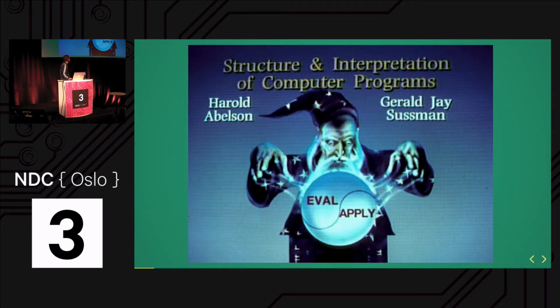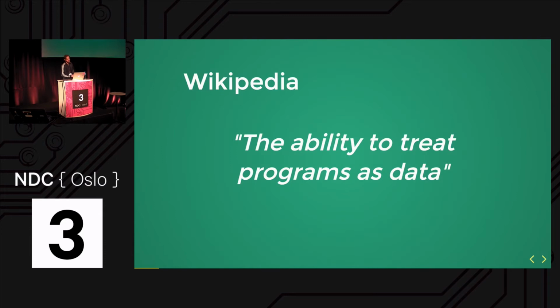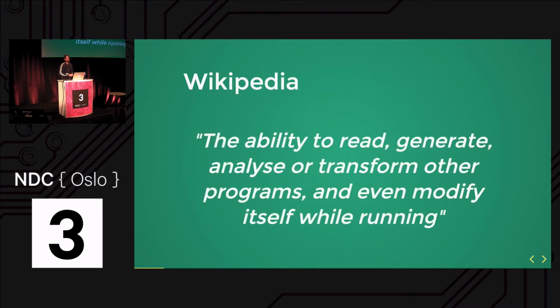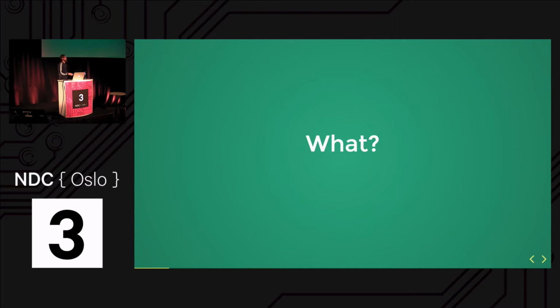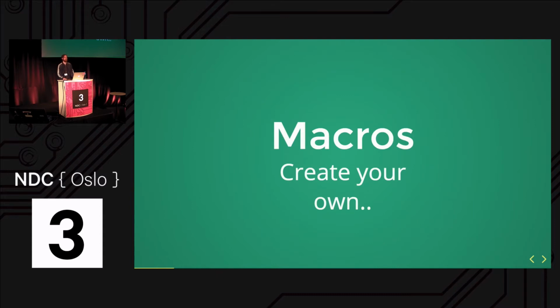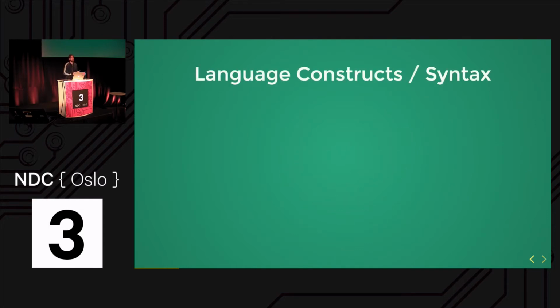So metaprogramming, I did a Wikipedia lookup, and they have defined metaprogramming to be the ability to treat programs as data, and the ability to read, generate, analyze, or transform other programs, and even modifying itself while running. So what are they really referring to when they're saying all these things? One of the staples of metaprogramming is macros. And what macros do is that they enable you to create your own language constructs and your own syntax.